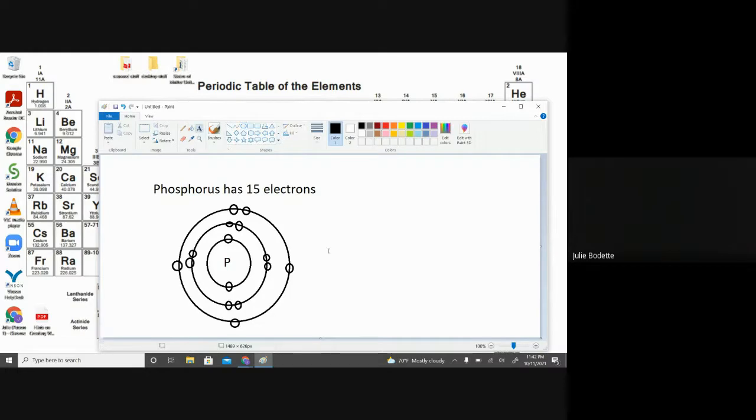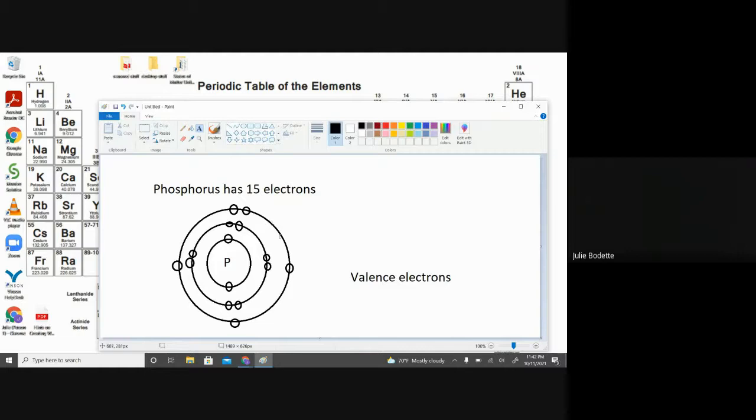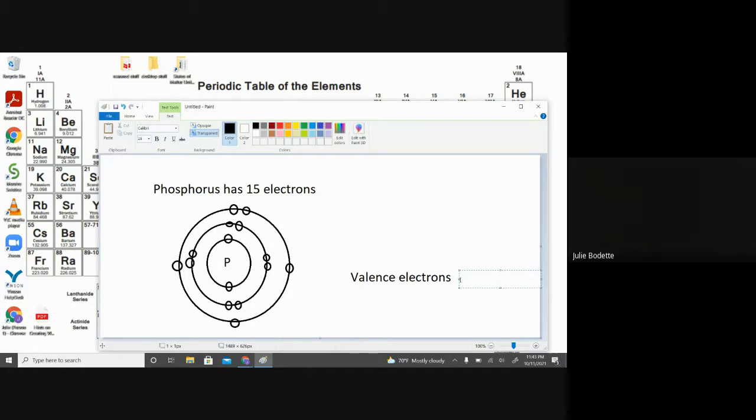The last question asks how many valence electrons phosphorus has. Remember, valence electrons are electrons in the outer shell. And this here is my outer shell, the one on the outside. So 1, 2, 3, 4, 5. So it has 5 valence electrons.